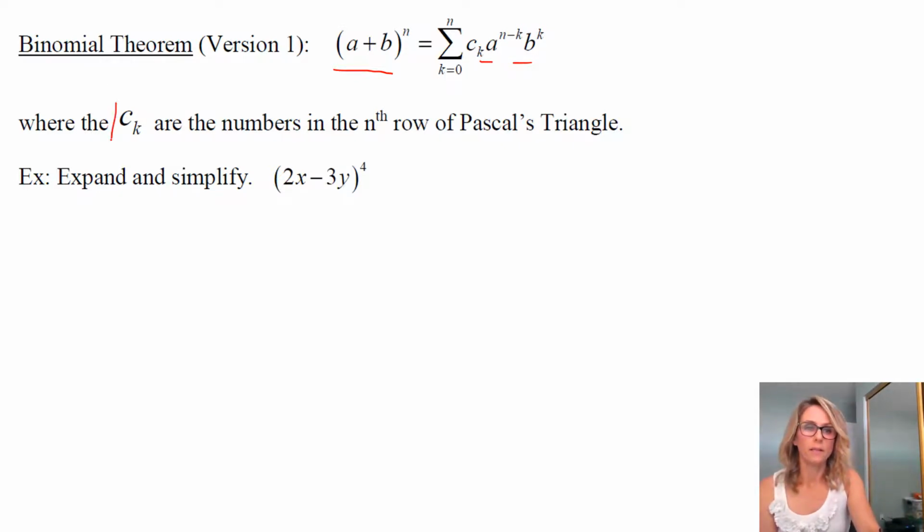And C sub k are the coefficients, those numbers from the nth row of Pascal's triangle.